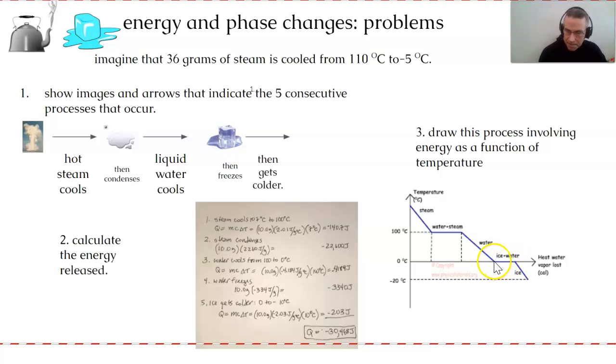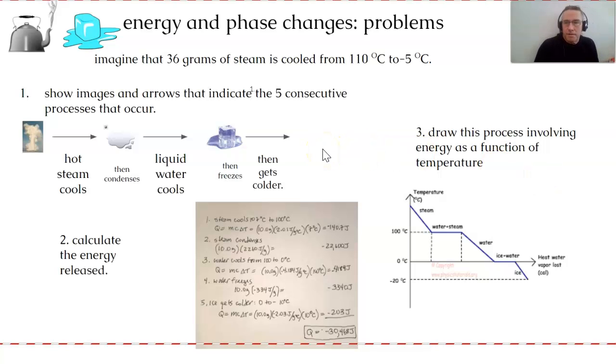So it will freeze at some point. That's an isothermal process. As each molecule is doing that, changing from a liquid to a solid, it's releasing 334 joules for every gram. And then you have ice, which is going to get, in this case, 5 degrees colder, and that would show there.